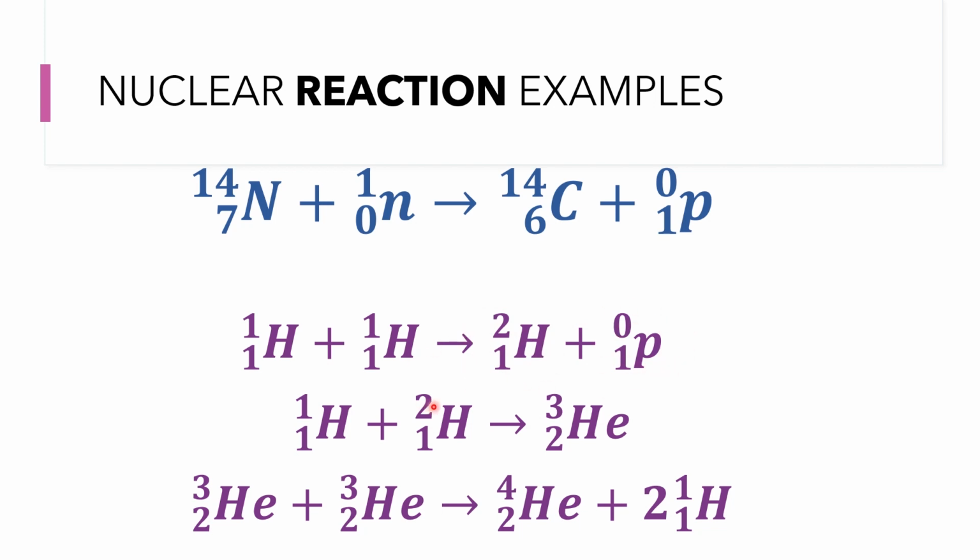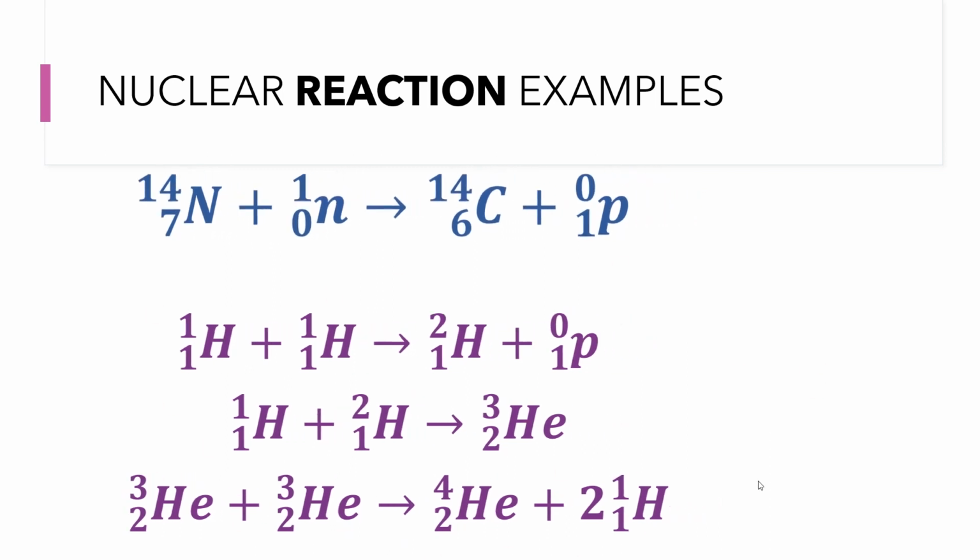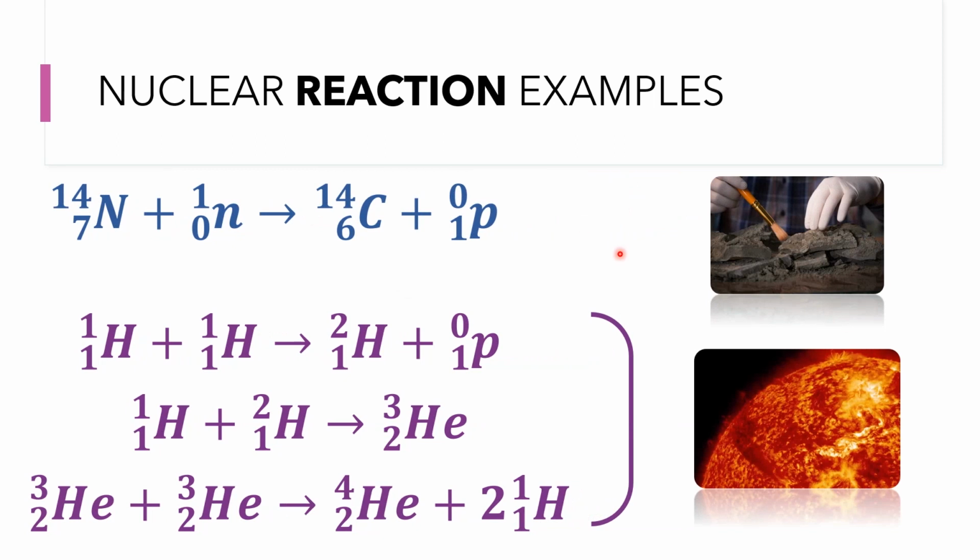Tapos, chain reaction, so yung na-form natin na daughter nuclide na deuterium, itong 2H, nagre-react yan sa isa pang hydrogen to form a helium isotope. This one is a helium isotope. This helium isotope reacts with itself, so isa pang helium isotope, to form a helium atom. So this chain reaction is a nuclear transmutation happening on the surface of the sun. Nasa taas na yung ginagamit sa carbon dating.